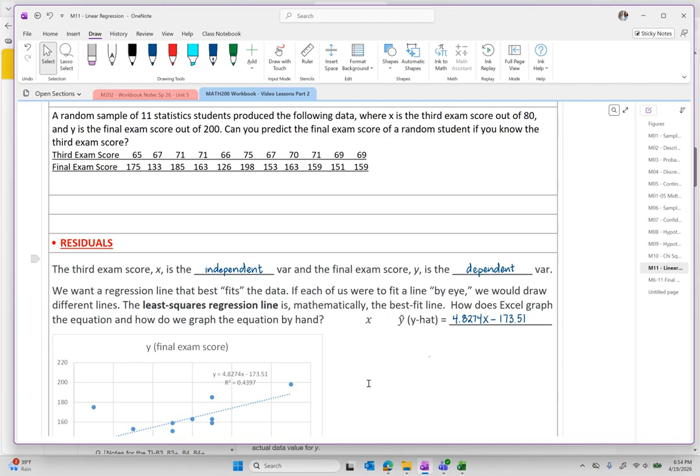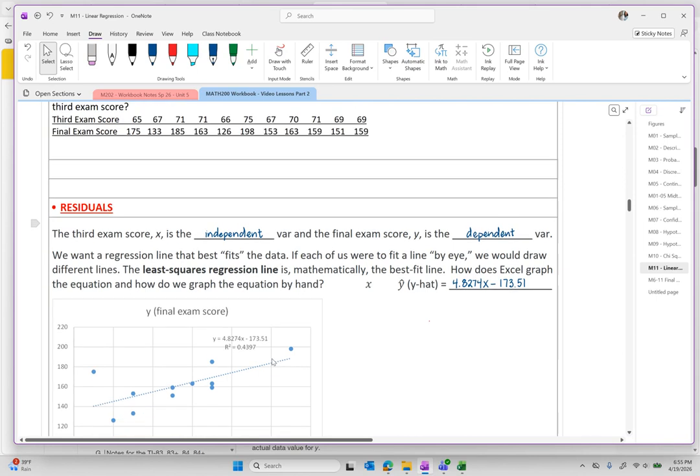The last example we saw in our first video for linear regression was a random sample of 11 statistics students that compared the third exam score out of 80 as the independent variable to their final exam score out of 200 as the dependent variable.